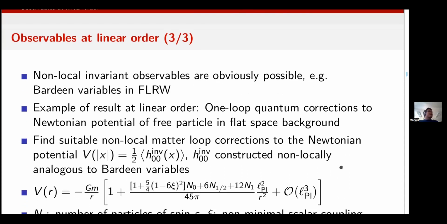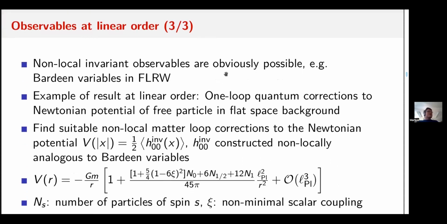And of course, one can also take non-local observables. The ideal construction is with local things, but one can also look at non-local observables. It's not an obstruction. For example, the well-known Bardeen variables in cosmological spacetimes are non-local. There's a construction, I don't want to write down the details. And then the question is, what can you get with these observables?